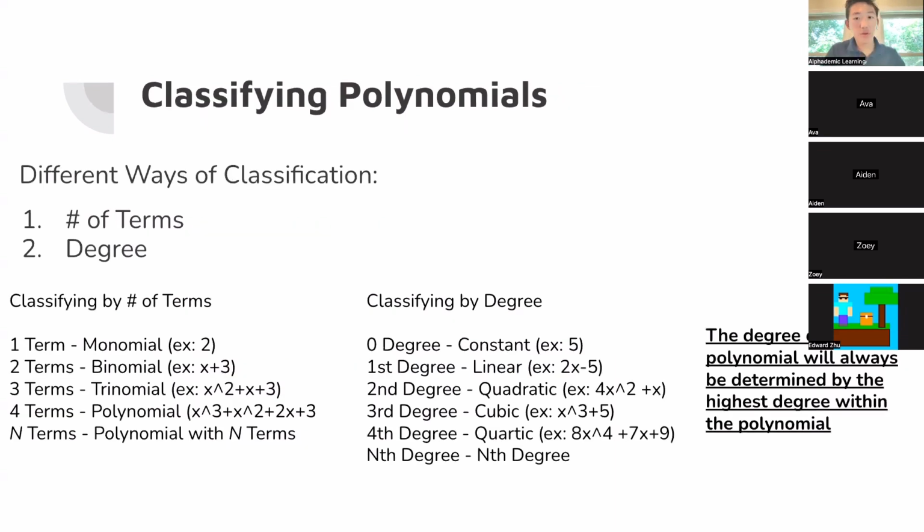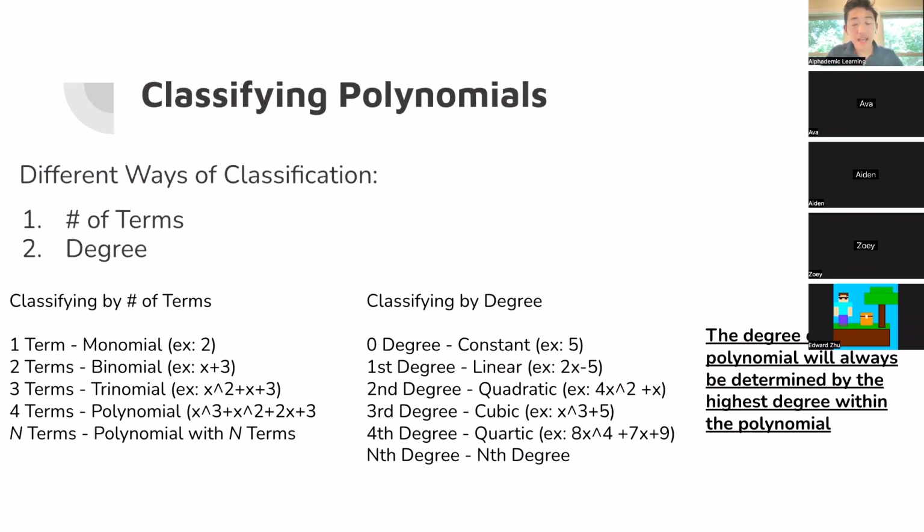All right, so first we're going to be talking about classifying polynomials. Now, there are two different main ways of classifying a polynomial. First is by the number of terms, and then the second way to classify is by the degree. So right here, as you can see, when you classify by degree, the 0 degree is constant. It's called a constant polynomial. First degree is linear. Second degree is quadratic. Third degree is cubic. Fourth degree is quartic. And then nth degree is just nth degree.